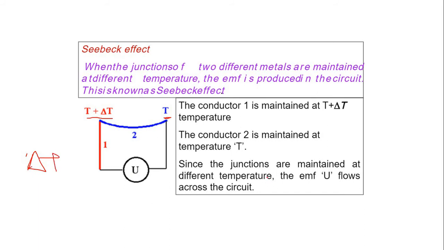Since the junctions are maintained at different temperatures, an EMF flows across the circuit. Because there is a temperature difference between these two conductors, an EMF flows across this closed path. This is called the Seebeck effect. And the Seebeck effect statement is: when the junctions of two different metals are maintained at different temperatures, an EMF is produced in the circuit. This is known as the Seebeck effect.